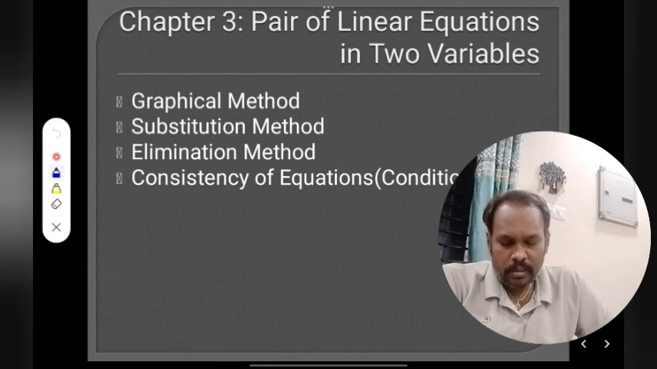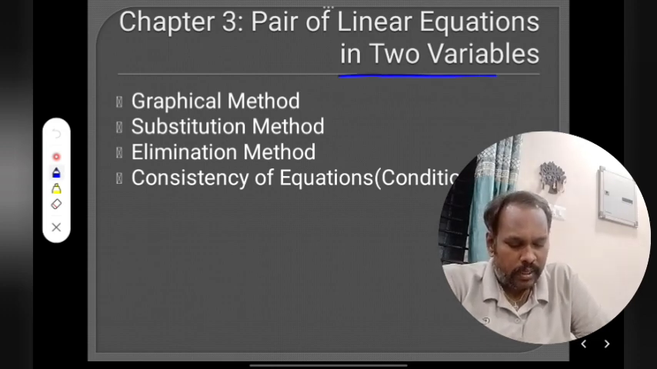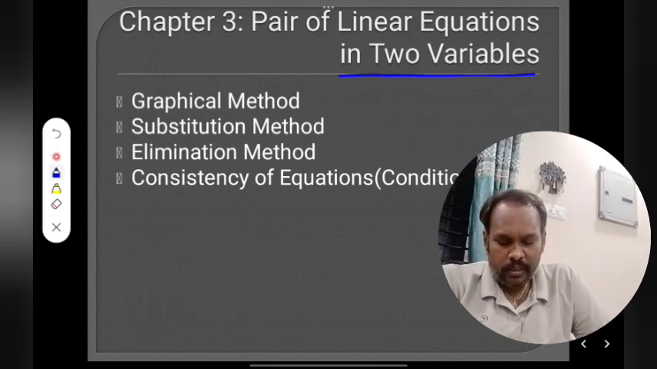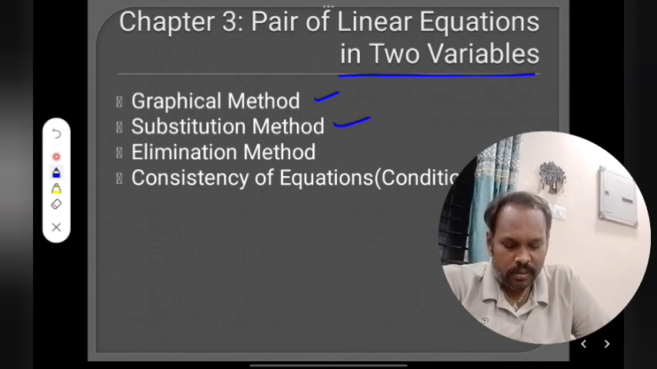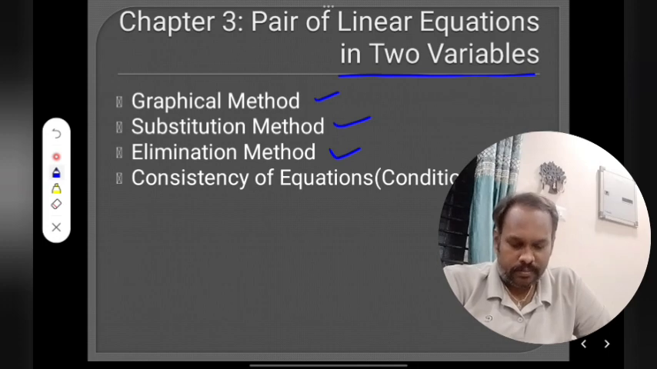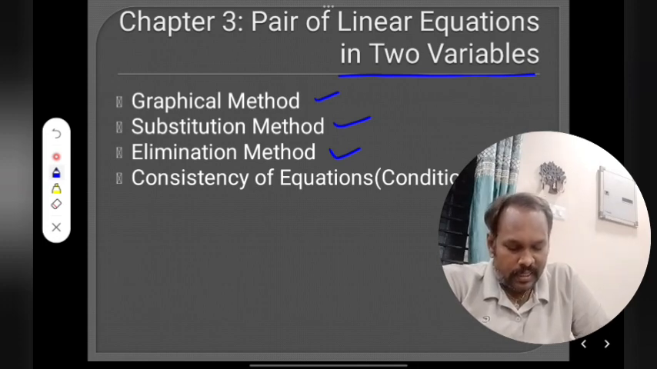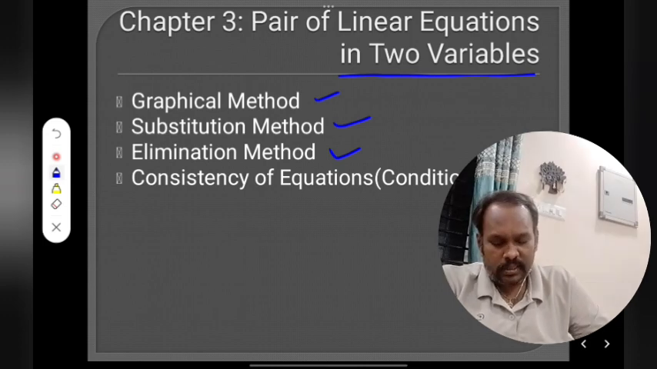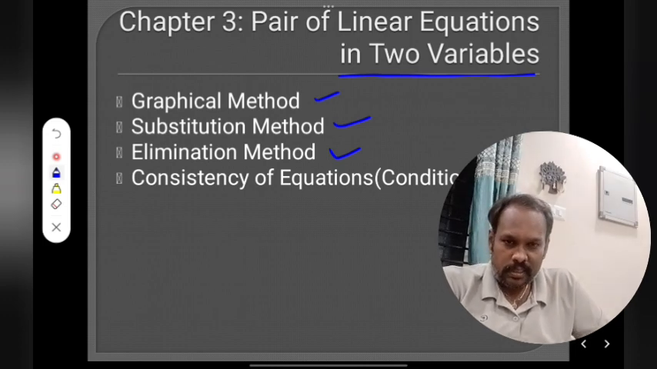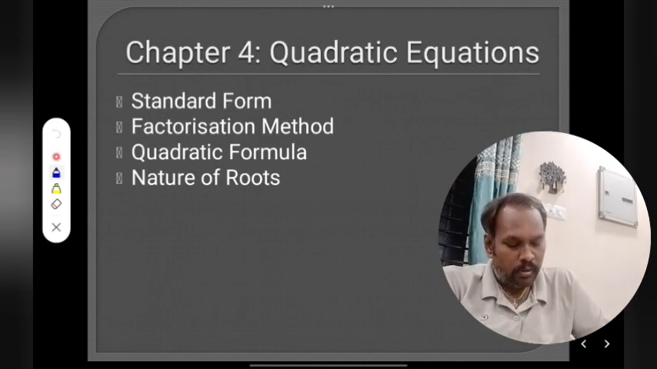And chapter 3, pair of linear equations in two variables. In this, graphical method, to solve the pair of linear equations in graphical method, substitution method and elimination method. And consistency of equation conditions. We have three consistency conditions, that also you need to learn.